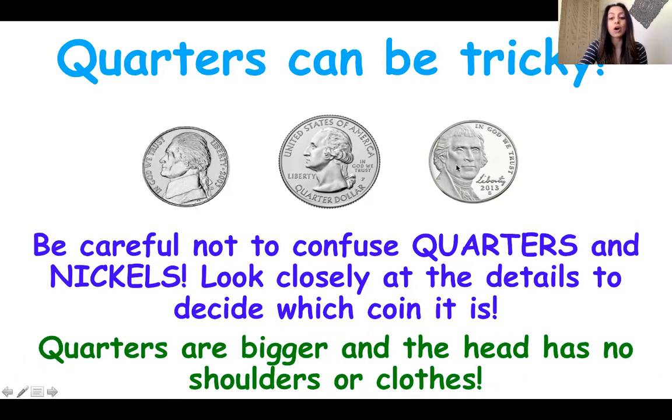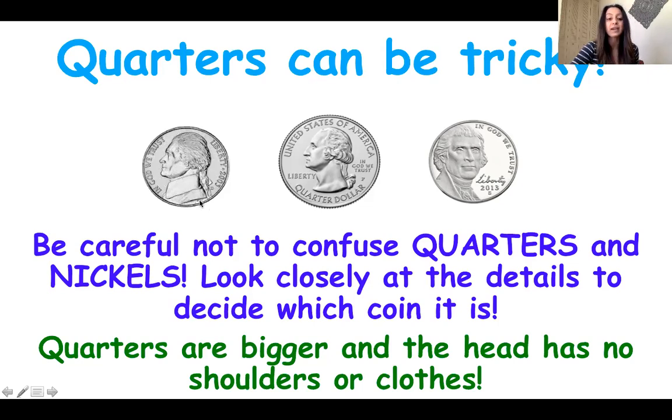Look closely at all the details to decide what coin it is. We can see that the quarter is a little bit bigger than the nickel, right? And the head on the quarter has a neck but no clothes, right? They both have long hair, but this head has no neck, no clothes, and this head, the nickel head, does have a collar and clothes.